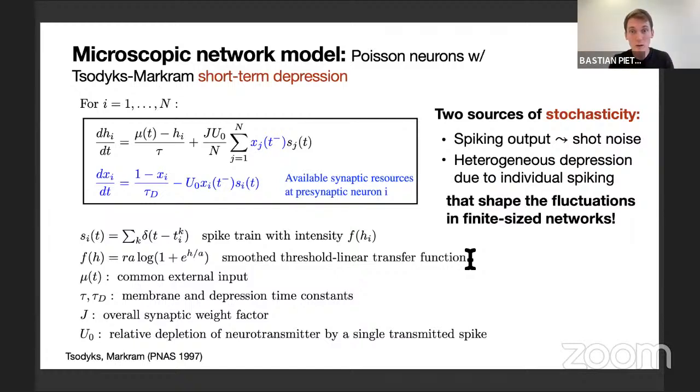Importantly, in this mean field model, we have to consider two sources of stochasticity that shape the fluctuations of our finite size network. One is the spiking output, this shot noise stemming from the Poisson spike train. The other is that we have heterogeneous depression due to the individual spiking. So it's this xi variable, the synaptic resources, that will differ over our whole network. In order to describe our mesoscopic mean field model, we have to take into account both of these sources of stochasticity, and as I will show, they will shape the fluctuations of our network.